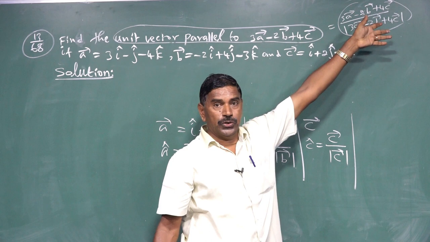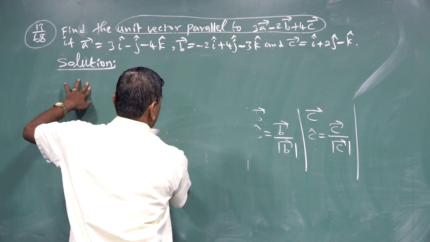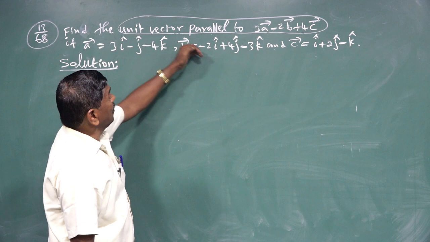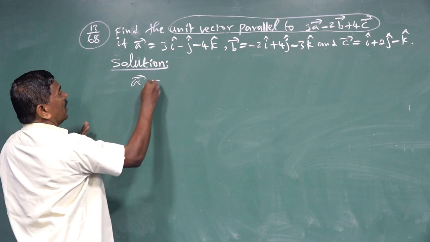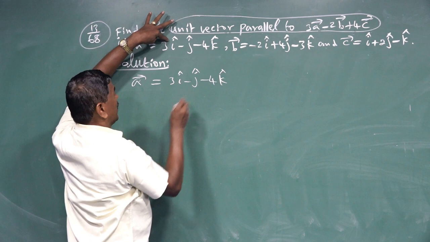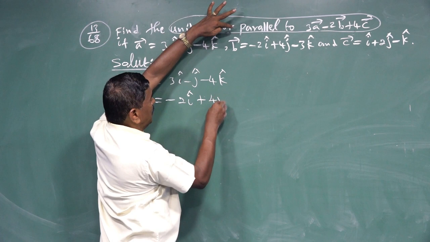Now, children, listen. First, A vector, B vector, C vector are given. First, you write A vector, B vector, C vector. A vector is equal to 3i cap minus j cap minus 4k cap. B vector is equal to minus 2i cap plus 4j cap minus 3k cap.